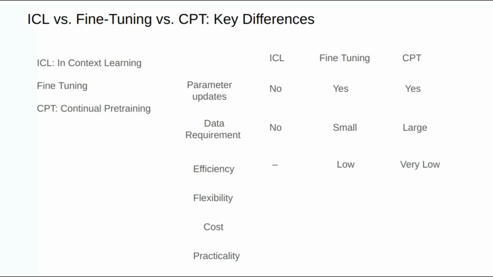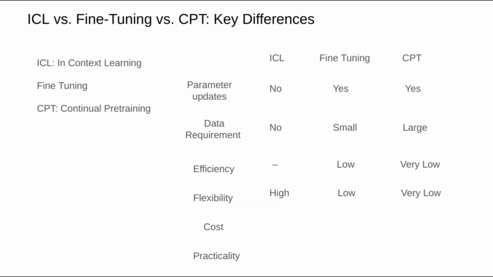Fourth, flexibility. ICL. Highly flexible. By simply providing examples, the model can respond effectively. Fine-tuning. Relatively less flexible, as it involves training the model. CPT. Very low flexibility.